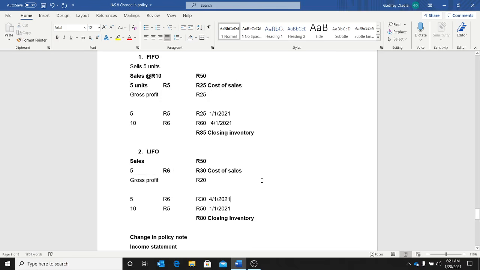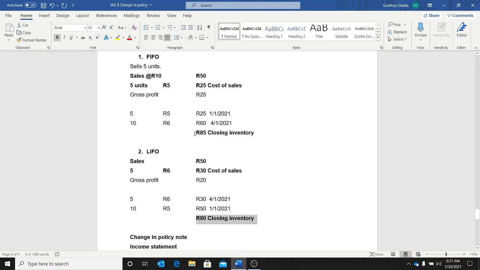Now, let's deal with the balance sheet part. The balance sheet part is this 85. I'm at 85 in terms of closing. But where do I want to go? I want to go to 80. So what does it tell me? I must decrease the inventory, meaning the asset called inventory. I must decrease it from 85 so I can get to 80.